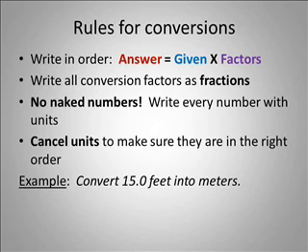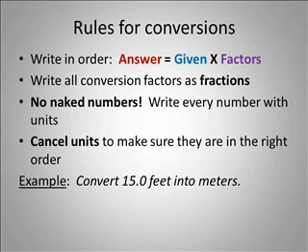Now, when we're converting, we're going to have to do mathematical expressions that always follow the order of answer equals given times conversion factors. Remember, conversion factors will always be written as fractions, and every conversion factor is going to have some kind of unit with the number. No naked numbers. We're not allowed to write just plain old numbers down without the units that say what they measure. We'll set up the conversion factor to cancel units to make sure they're in the right order.